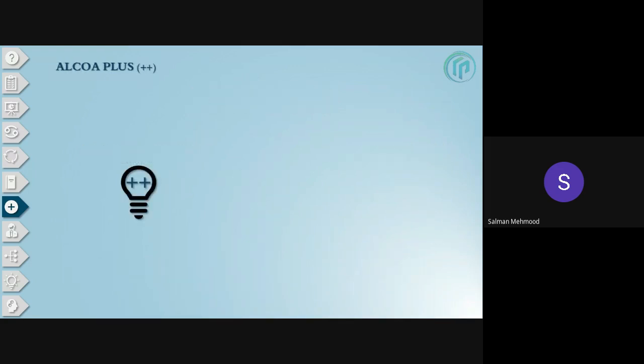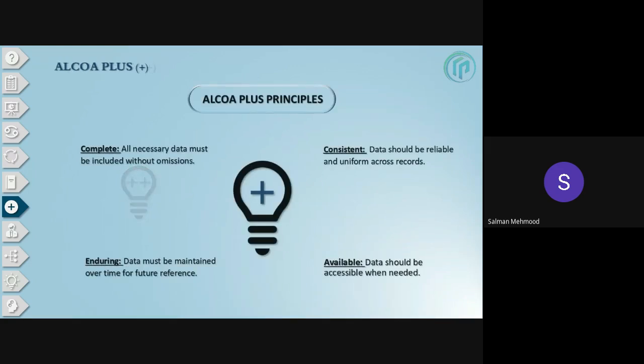And the next one is available. Available means the data must be accessible whenever required, especially during inspection and audit. For example, if the raw data exists but cannot be retrieved during audit or inspection, then a regulator will assume that it does not exist.